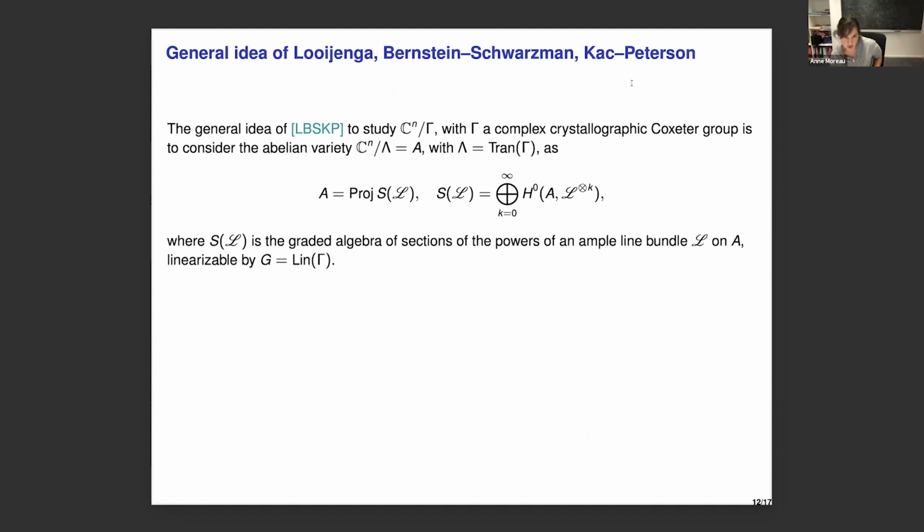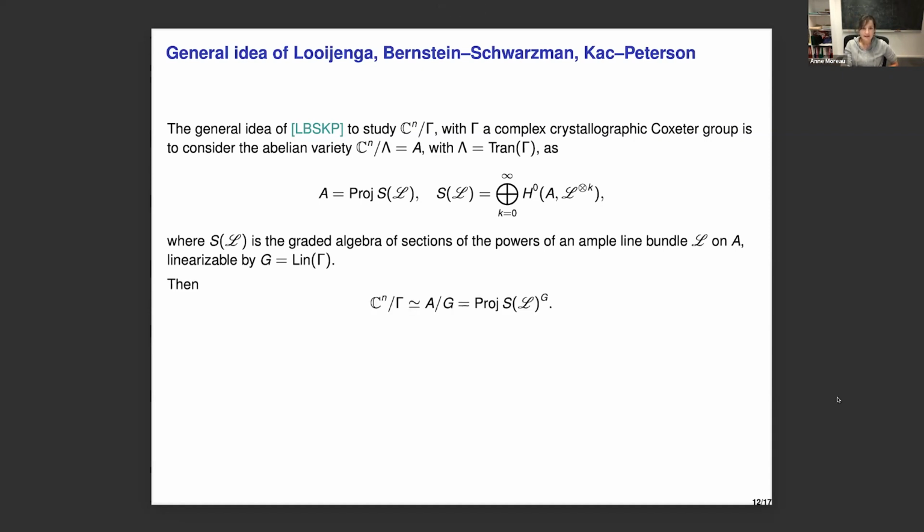So let's remember the conjecture, and I consider C^n over a crystallographic group Gamma of Coxeter type. This group has a subgroup of translations, and this is the lattice Lambda I consider when I consider the abelian variety. And I consider this abelian variety as a Proj of the graded algebra of global sections of a power of an ample line bundle L, which is linearizable by the linear part of Gamma. So G here is a finite group, which is the linear part of Gamma, and you can write A as a Proj of this algebra.